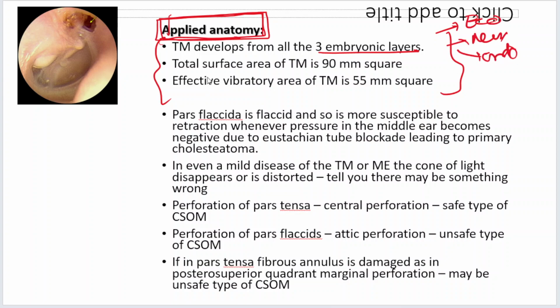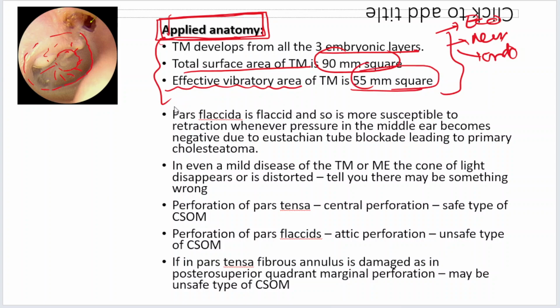One of the questions is the total surface area of the tympanic membrane, which is 90 millimeter square. This whole thing is 90 millimeter square. But because the center is attached to the umbo, the central part is not as freely mobile as the peripheral part. The peripheral part is more freely mobile. So that comes to 55 millimeter square. The effective vibratory area of the tympanic membrane is 55 millimeter square.